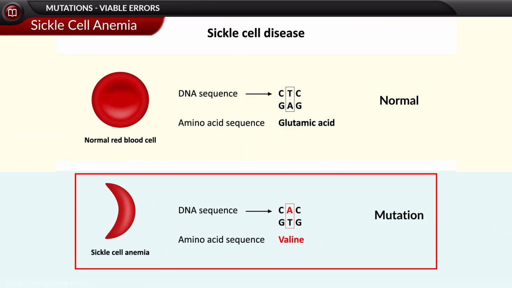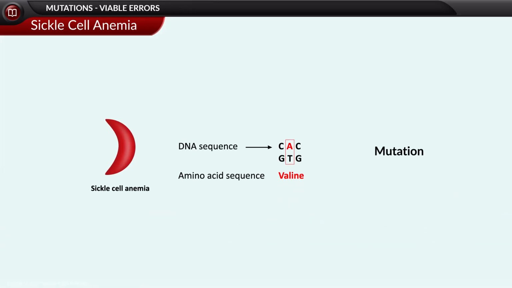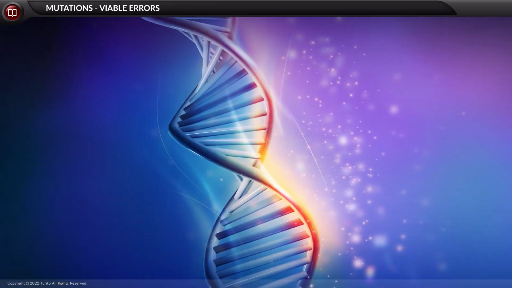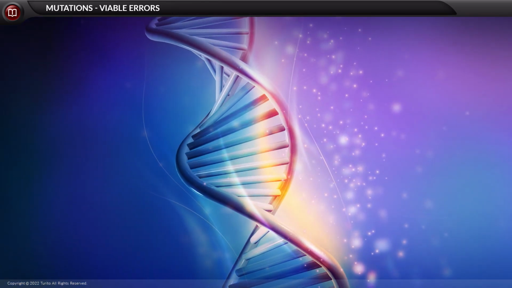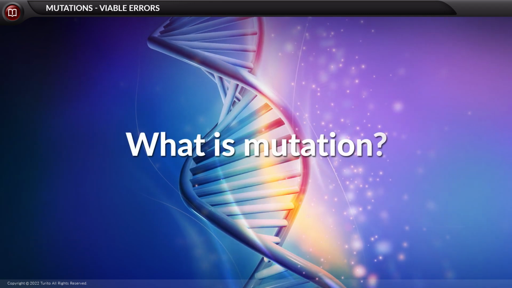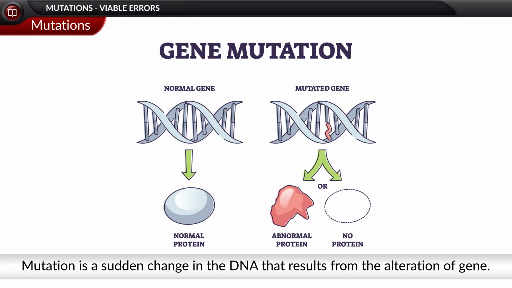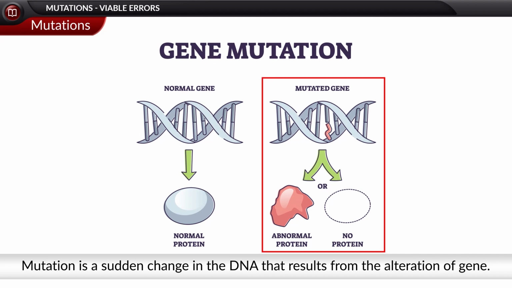Sickle cell anemia is caused as the result of a mutation in the gene coding for hemoglobin synthesis, which we will further study in detail. Now, let us have a glance at mutations and types of mutations. By the way, what is mutation? A mutation is a sudden change in the DNA that results from the alteration of the gene.